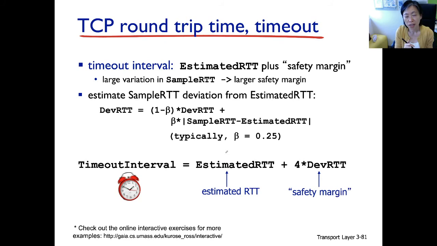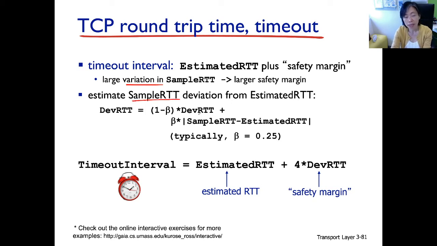The challenge next is to set the safety margin. And the thinking behind setting the safety margin is this. If the sample RTT fluctuates a lot, we use a larger safety margin, right? Small fluctuation, smaller margin. Therefore, the key is to estimate the variation of the sample RTT. So the challenge boils down to estimating the variation of sample RTT. And that can be done this way.